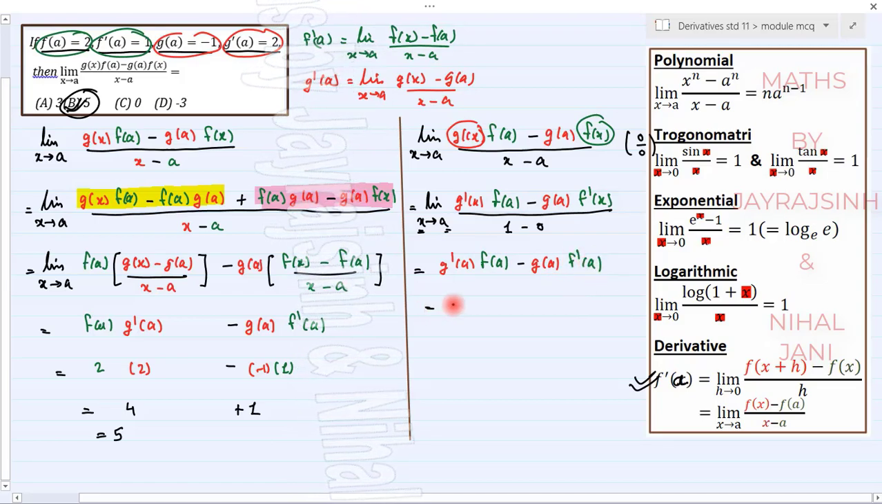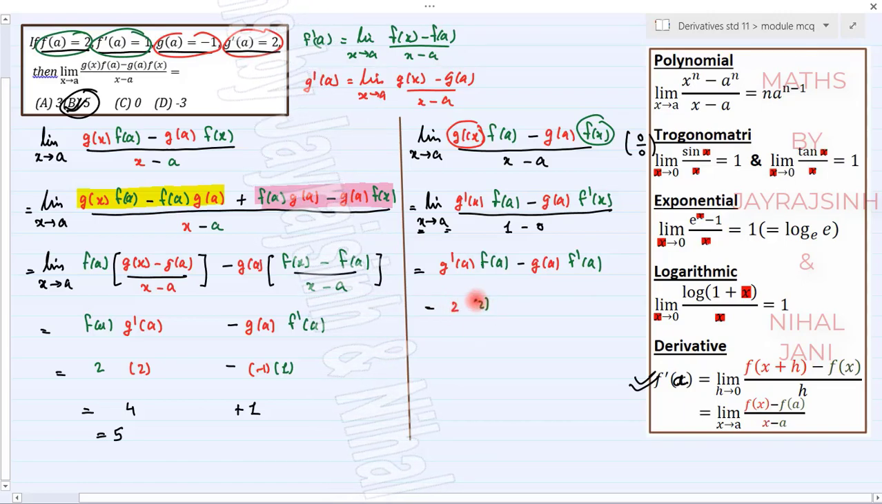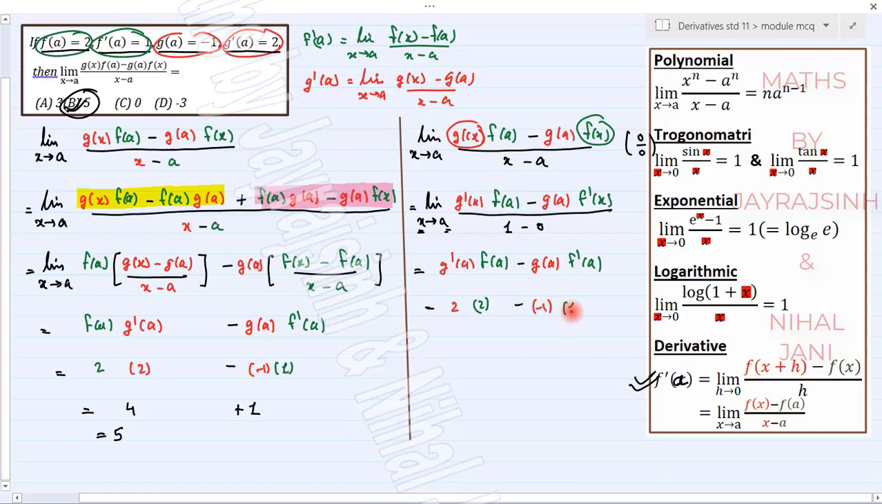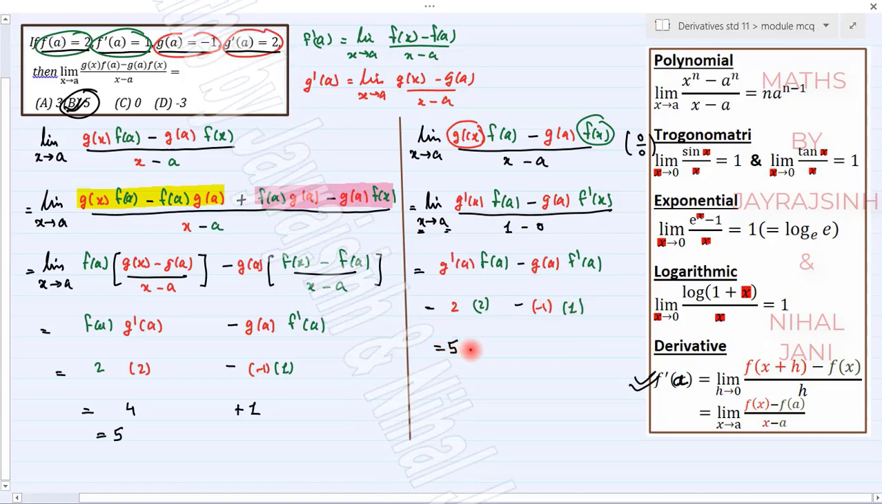And now just place the values. G dash a is 2, f of a is also 2, g of a is minus 1, and f dash a is 1. So we'll get 5 as your answer.